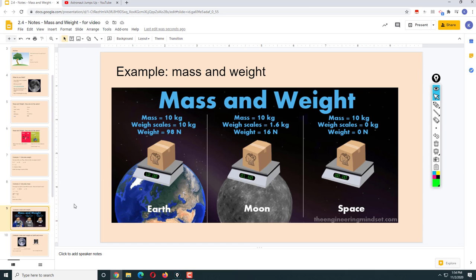Mass and weight are different because the mass is the same everywhere. How much stuff is inside is the same everywhere. But the weight is different. How much force is different because gravity is different on Earth, on the moon, and in space.